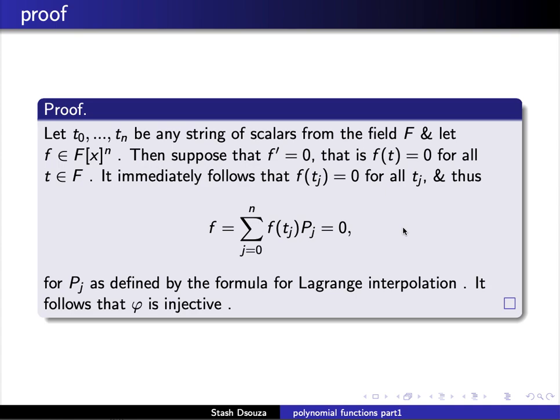We have proven now that the morphism from the linear algebra of polynomials over F to the linear algebra of polynomial functions over F is in fact bijective, and so this is an isomorphism of linear algebras.